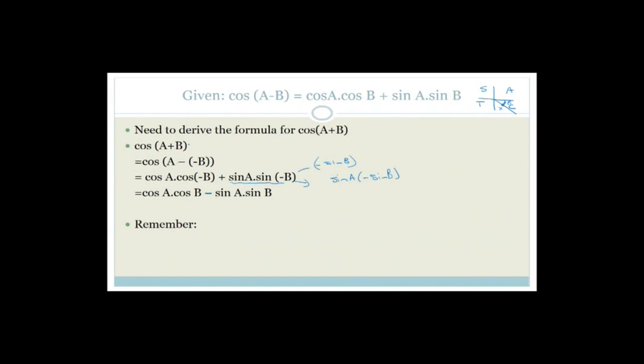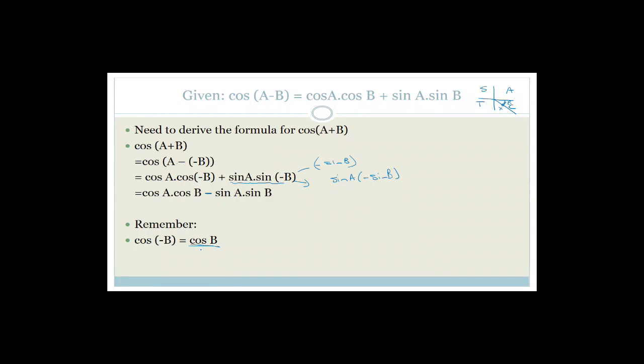You must always remember that what you're doing here is that cos of minus B is equal to cos B because of your CAST diagram. So you don't actually have to remember it. You can just apply your CAST diagram. Grade 12s, I'm very much against remembering things for the simple reason that we are fallible. We are humans. When we get into the exam situation, there can be a point where we just don't remember things, which is terrible. So if you understand it, then you have a better chance of being able to work it out.